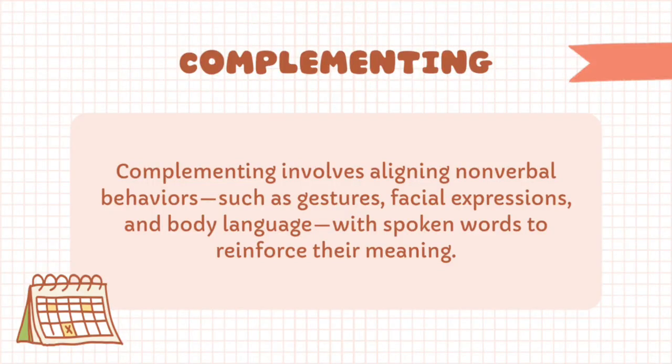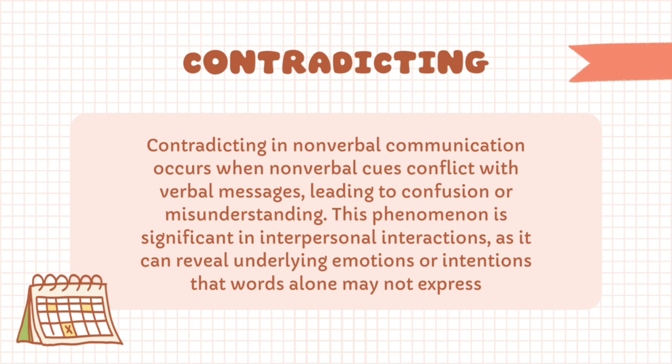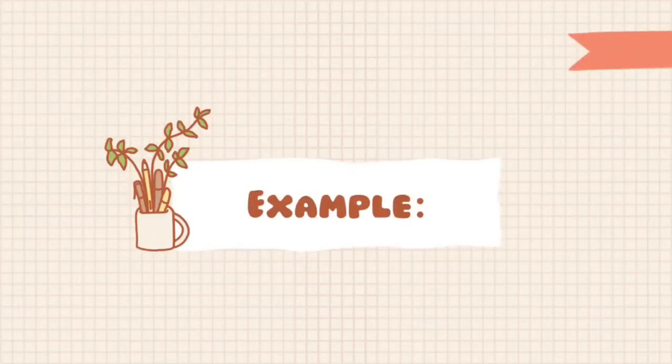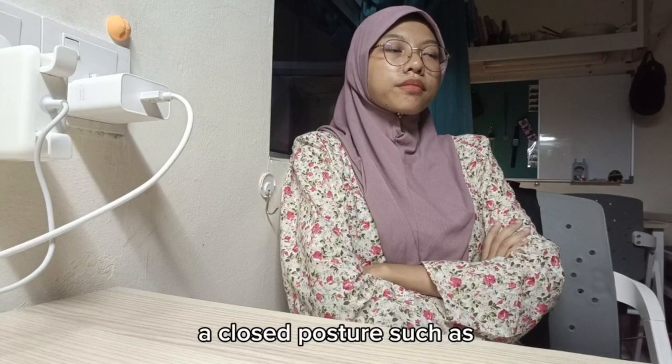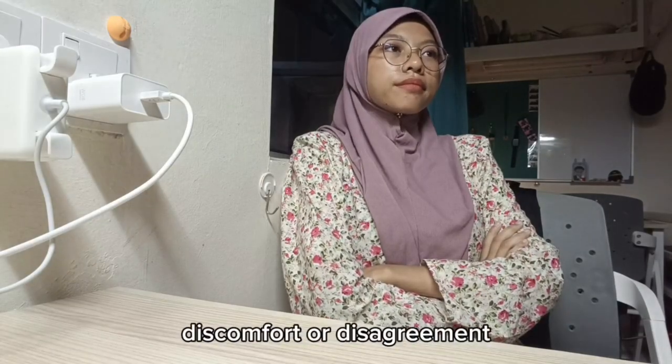Complementing involves aligning nonverbal behaviors such as gestures, facial expressions, and body language with spoken words to reinforce their meaning. Contradicting in nonverbal communication occurs when nonverbal cues conflict with verbal messages, leading to confusion or misunderstanding. This phenomenon is significant in interpersonal interactions as it can reveal underlying emotions or intentions that words alone may not express.